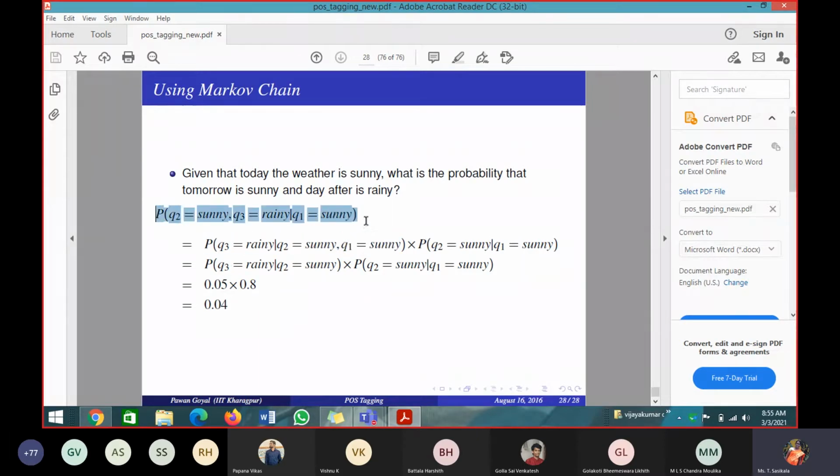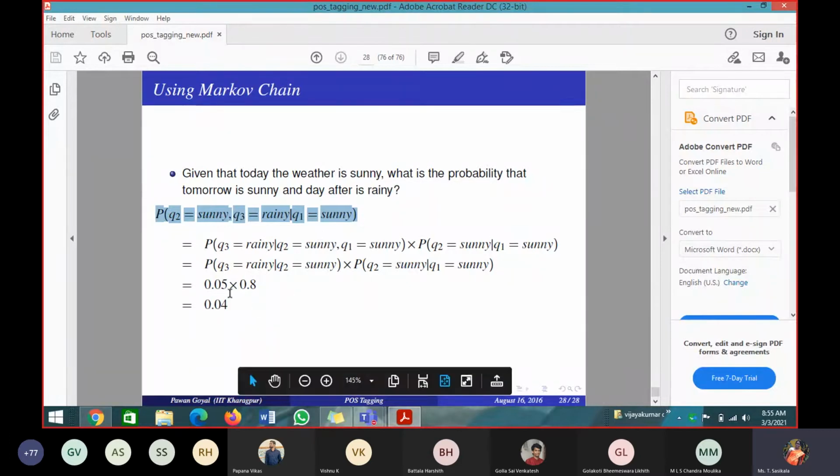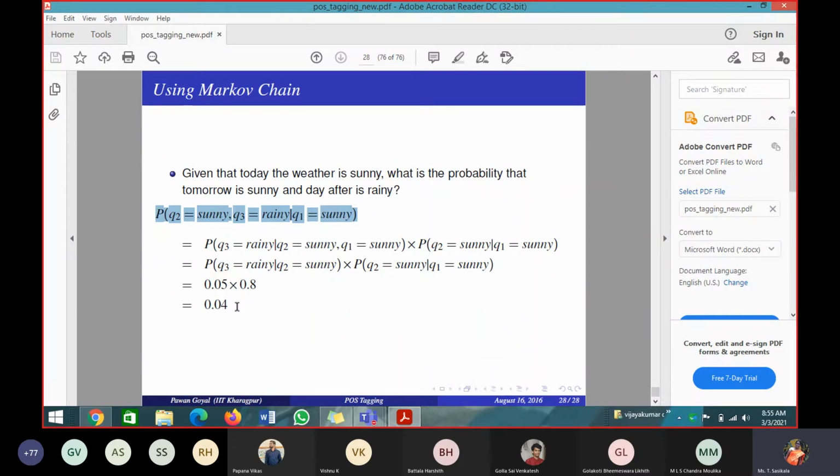For the given statement, I want you to find what the probability is. Then show how you are expanding that probability. If you write only 0.05 into 0.8, which is equal to 0.04, if it's a 5 mark question, only 1 mark will be given. This carries 1 mark, this carries 1 mark, this carries 1 mark, this carries 1 mark. Step by step you have to write it. First how you are expanding, then how you are applying first order, and first what probability is given, the left hand side. You have to write it properly. Given Q1 sunny, we have to predict tomorrow sunny and day after tomorrow rainy. What is the probability you have to find? Like that you have to go step by step.